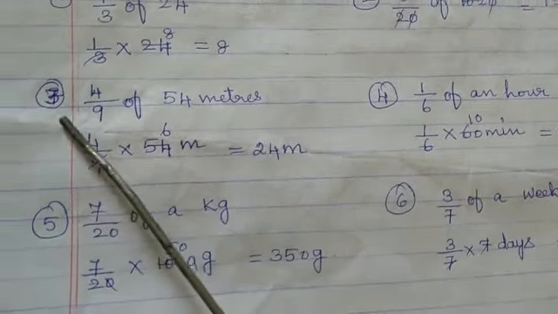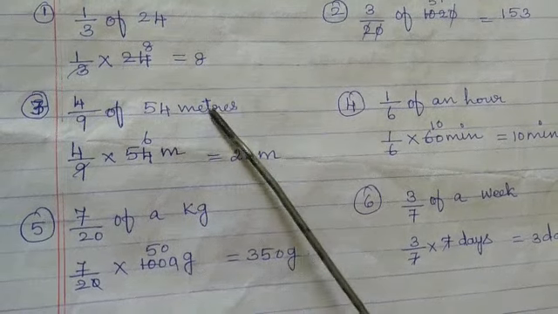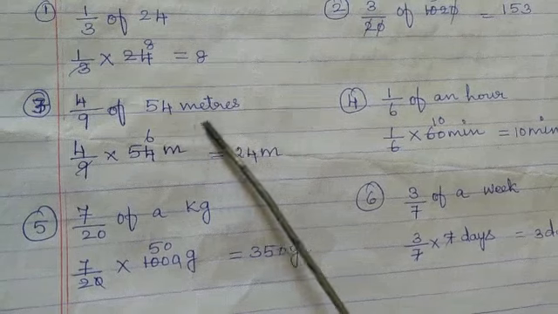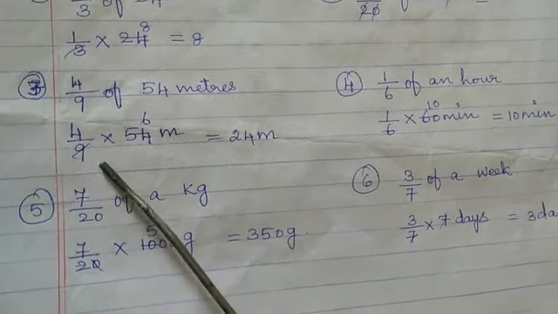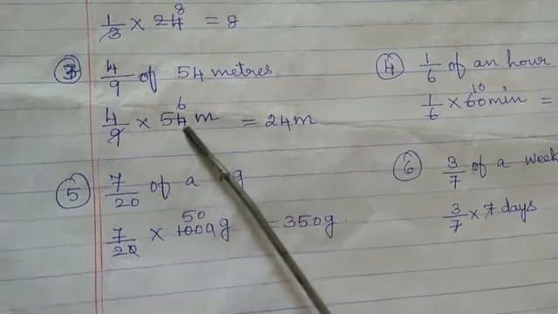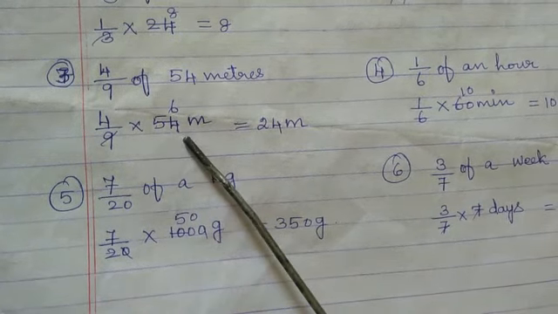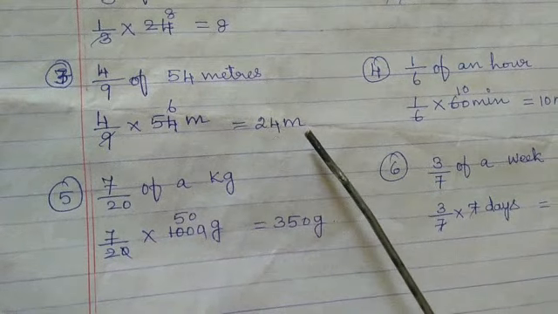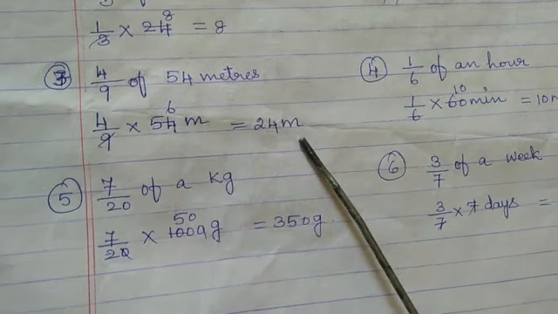Now question number 3. 4 by 9 of 54 meters. What is the difference between the first question and the third question? Here there is no unit given. Here the unit is given. So this is the difference between these two questions. So 4 by 9 multiply, of means multiply, 54 meters. You will do the same process and multiply the numerators. If you have a denominator, you have to multiply the denominators also. You will write the answer with the unit. Here the meter is given, so 4 sixes are 24 meters.